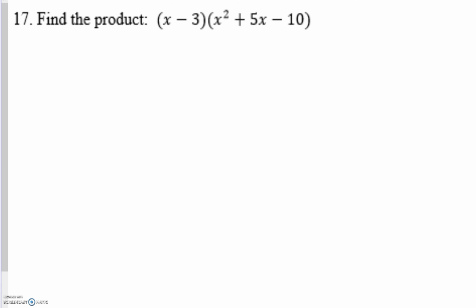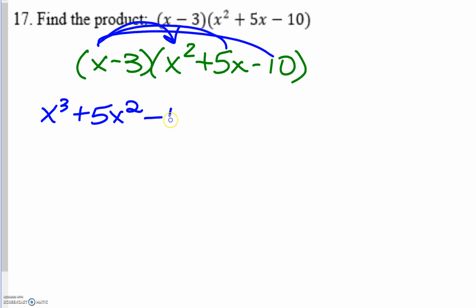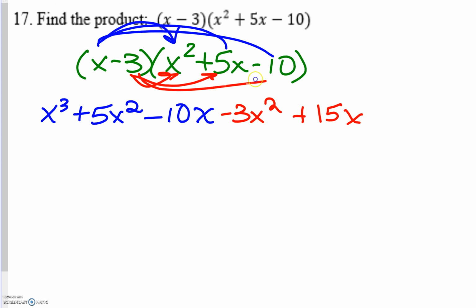For 17, find the product: x minus 3 times x squared plus 5x minus 10. From here, we can use the box method, but I'm just going to double distribute. So x times x squared, x to the third, 5x squared minus 10x. Now I'm going to do the same thing with the -3. -3x squared plus 15x plus 30. So from here, I'm just going to combine like terms.